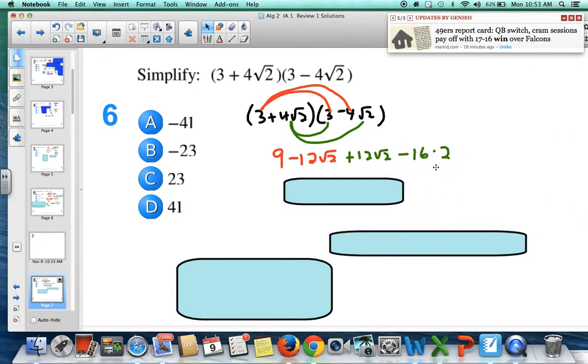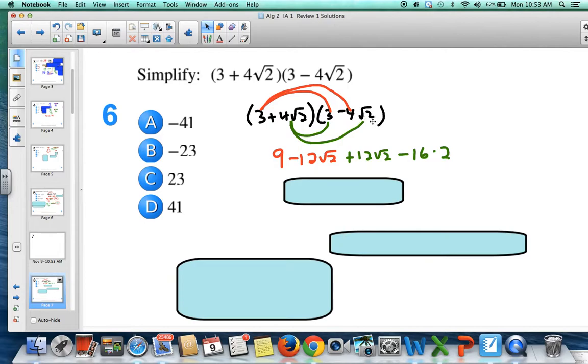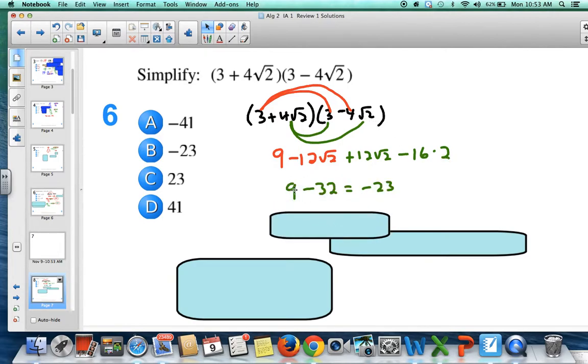And then 16 times 2, because 4 times 4 is 16, and square root of 2 times square root of 2 is 2. So that becomes negative 9. These two are going to cancel out. Negative 12 square root of 2 plus 12 square root of 2 cancel, and I have negative 23. So that's the answer there.